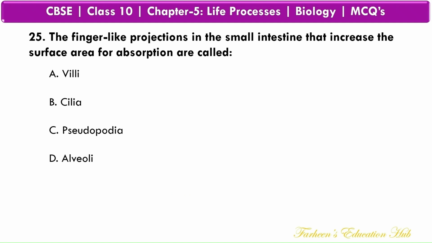The finger-like projections in the small intestine that increase the surface area for absorption are called? Correct answer: villi. These are the small projections that increase the surface area to absorb nutrients.